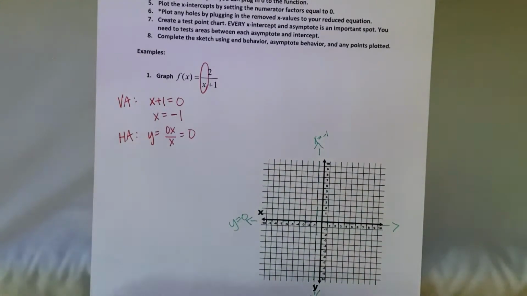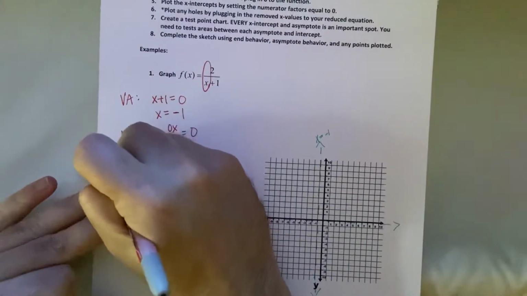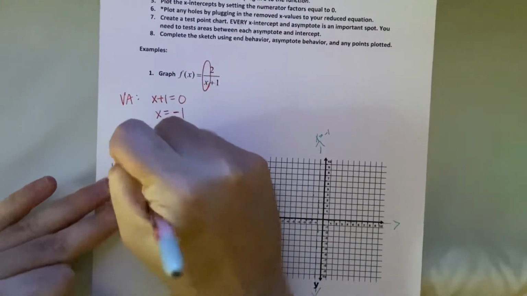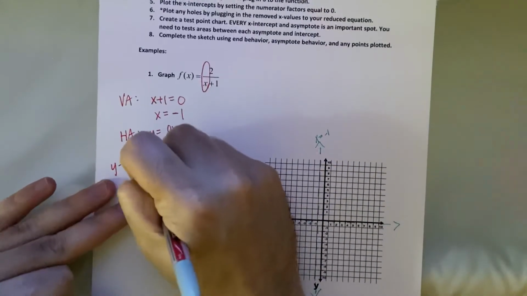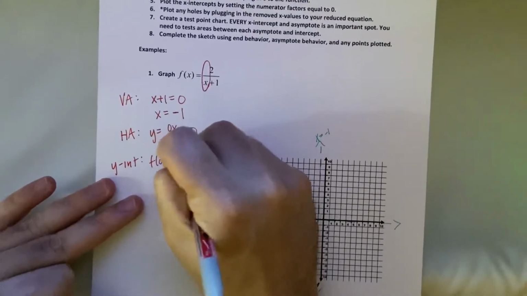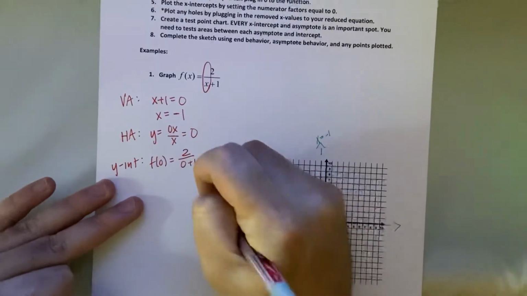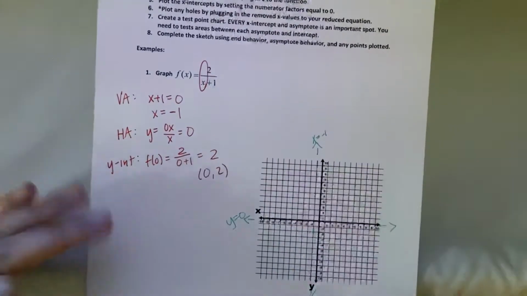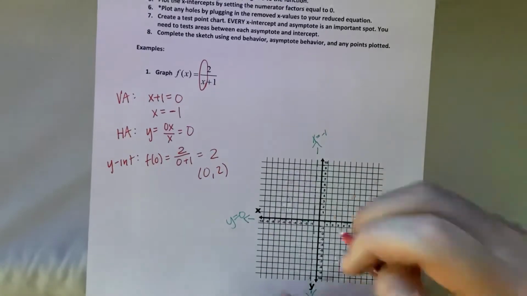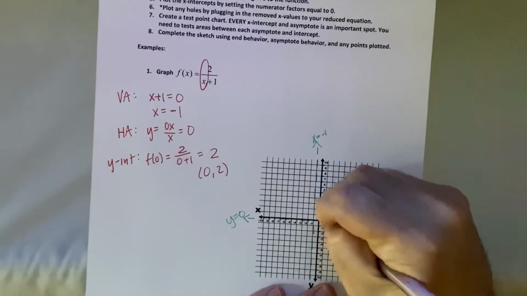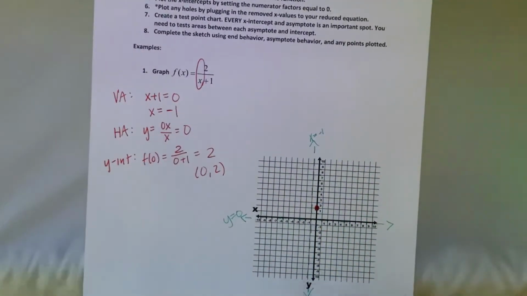Now the intercepts. You get the y-intercept by plugging in 0. So f of 0 equals 2 over 0 plus 1, which is 2 over 1, or 2. So we plugged in 0, got 2. So this is actually part of our graph, (0, 2). So I'm going to plot it on the graph.